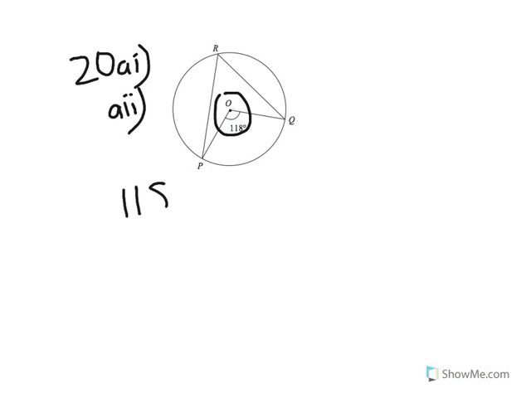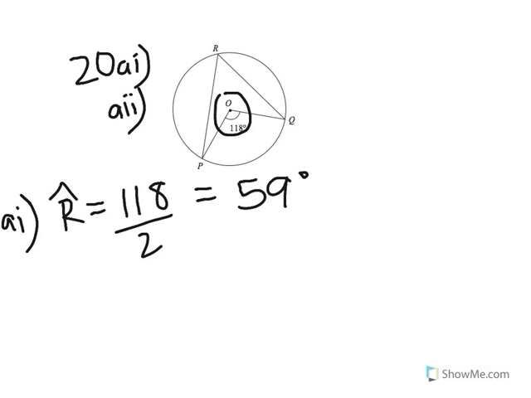So it's 118 divided by 2. Now I'll just explain the reason for this in a second. So now we know that angle R is equal to 118 divided by 2, which is 59 degrees. So that's A1 done. And now we have to do A2.